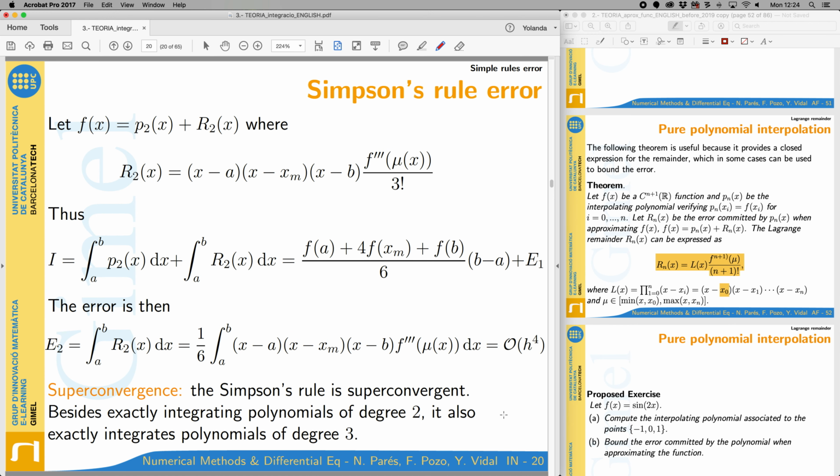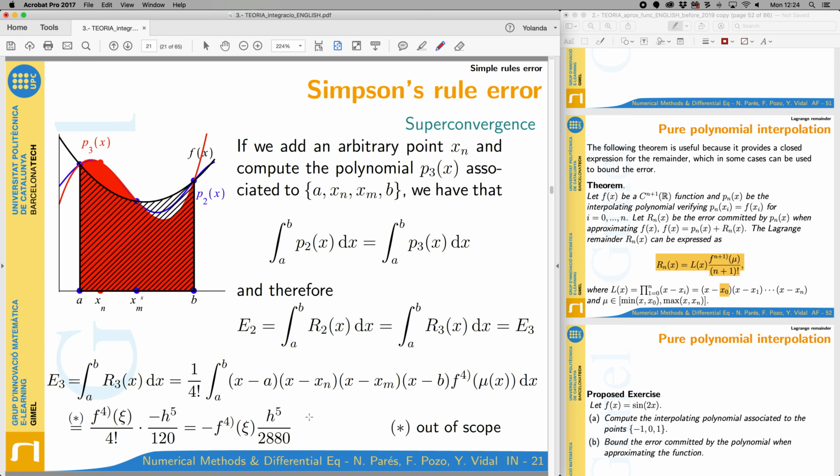We could do exactly the same for Simpson's rule. I will not repeat it again. In fact, it's a little bit more complicated, and it is out of the scope of this course to really understand it. But I will just say that the formula for the error for Simpson's rule is this one. So let's box it.